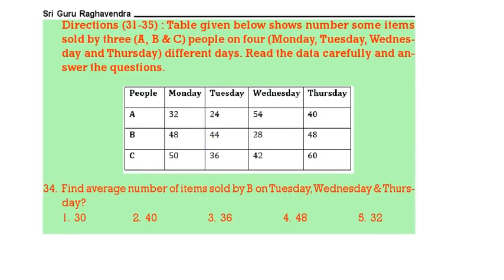Next, find the average items sold by B on Tuesday, Wednesday, Thursday. B: Tuesday 44, Wednesday 28 and Thursday 48. So if you do this, we will get 44 plus 28 is 72, then 120. 120 is the total. We want the average, divided by 3. That is equal to 40. 2 is the correct answer.